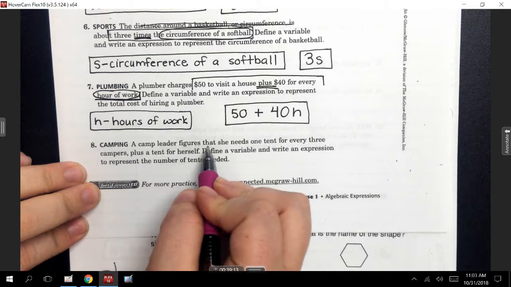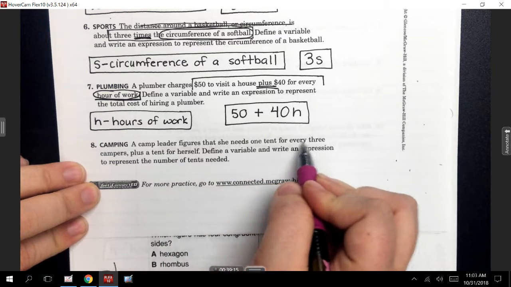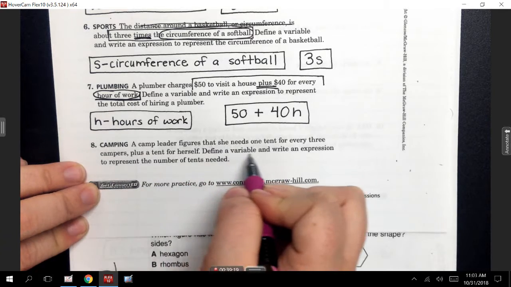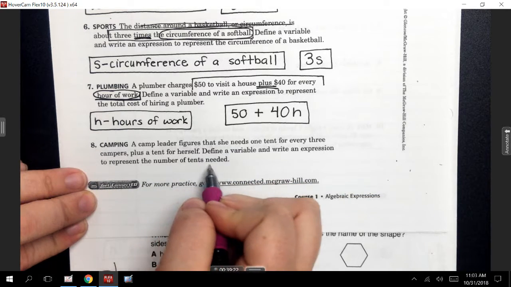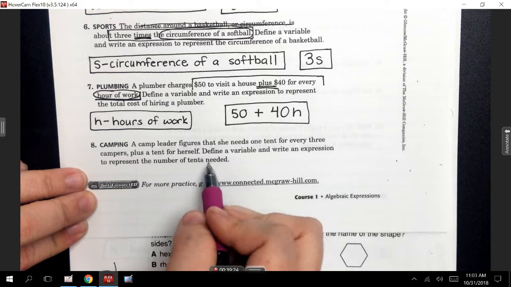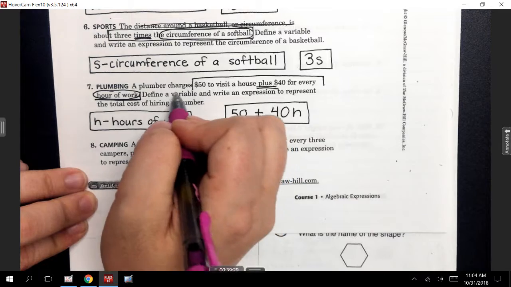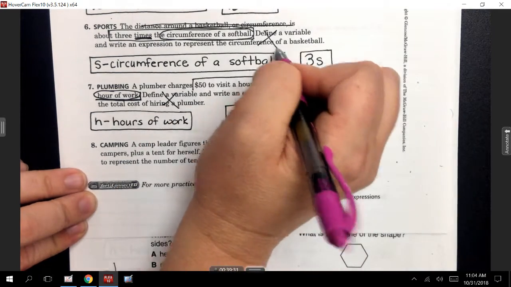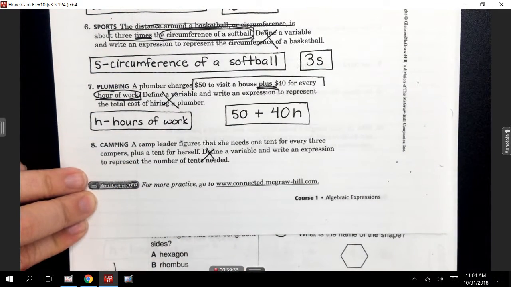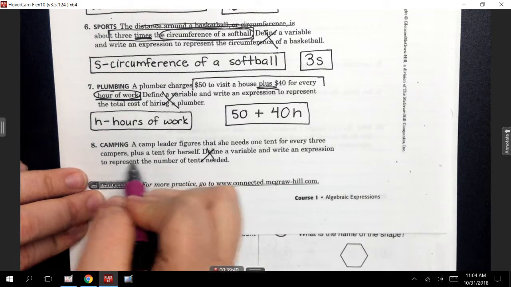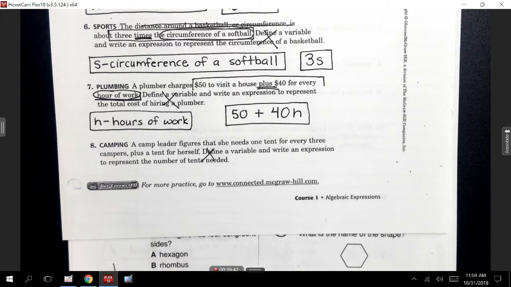A camp leader figures she needs 1 tent for every 3 campers, plus a tent for herself. Define a variable and write an expression to represent the number of tents needed. Guys, y'all see how, are we using that last sentence in these? No. Did I use the last sentence here? Define a variable? No. Did I use it here? No, that's really just extra information giving you the directions we already had at the beginning, okay? So here we know we have a camp leader. She needs 1 tent for every 3 campers plus a tent for herself. So what information do I need to know? Camilla?